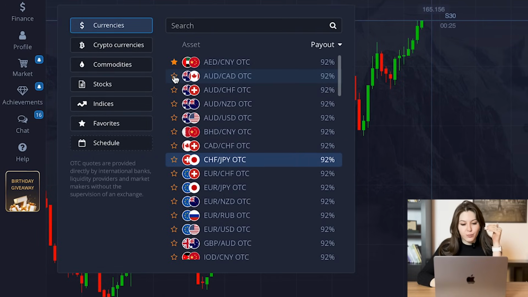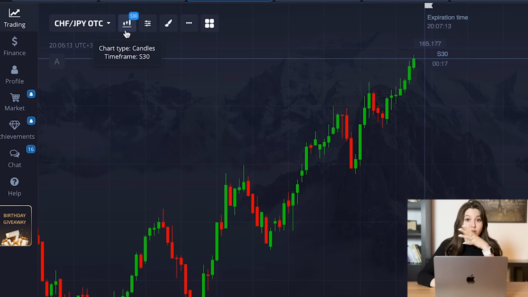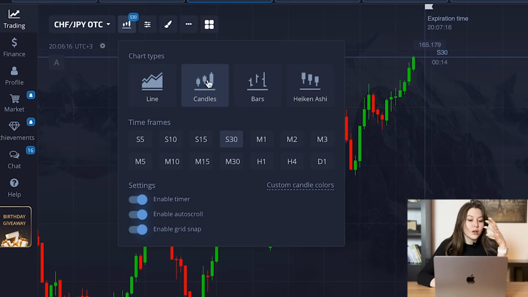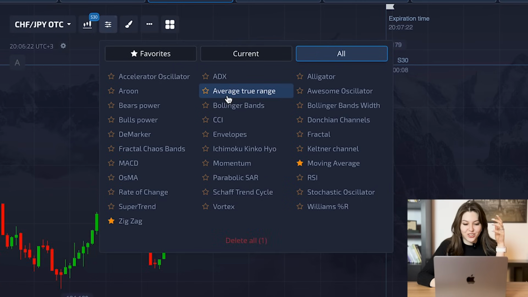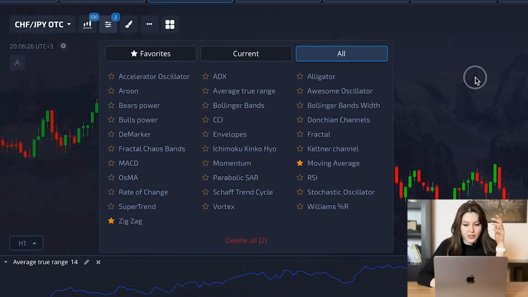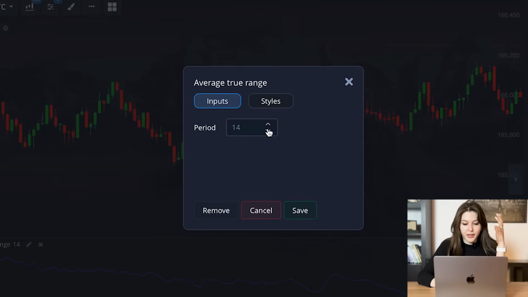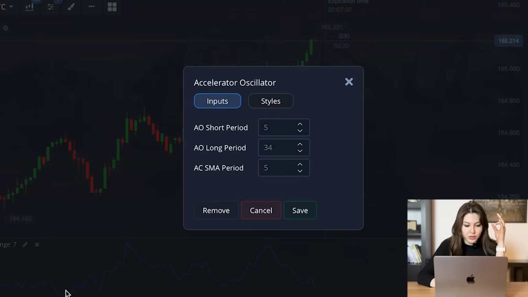You can see the biggest payout here is 92%. We're gonna choose as many as possible to fit on our screen so we can have a variety to choose between them. We're gonna use the candles for 30 seconds and also some interesting indicators here. So we're gonna use average true range and the oscillator. We're gonna change them a little bit so it's comfortable for us to work with. We're gonna choose the period 7 here.